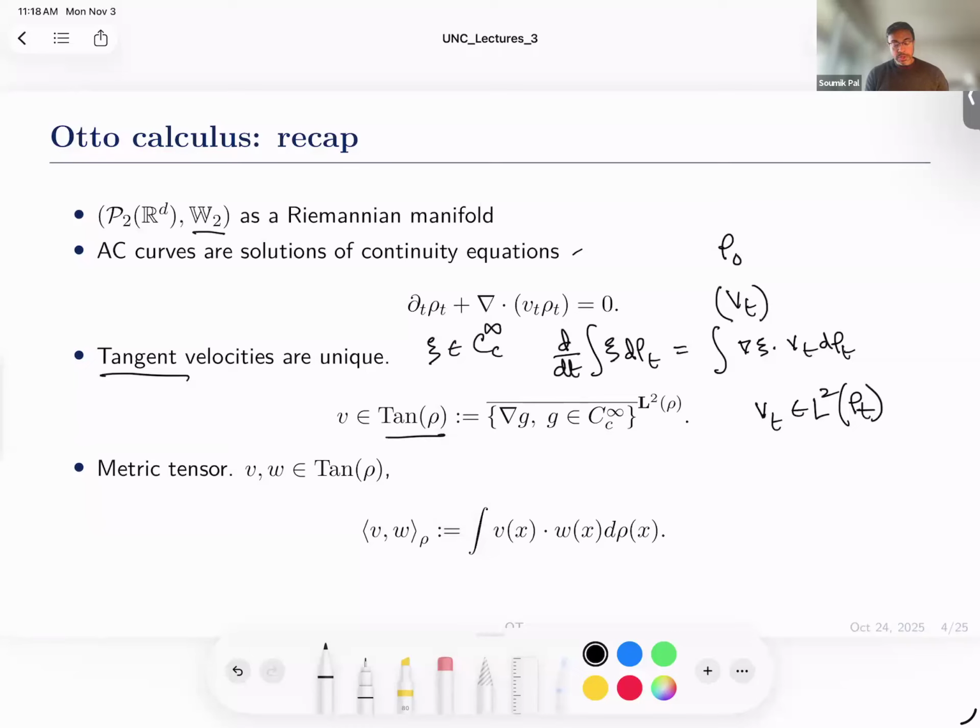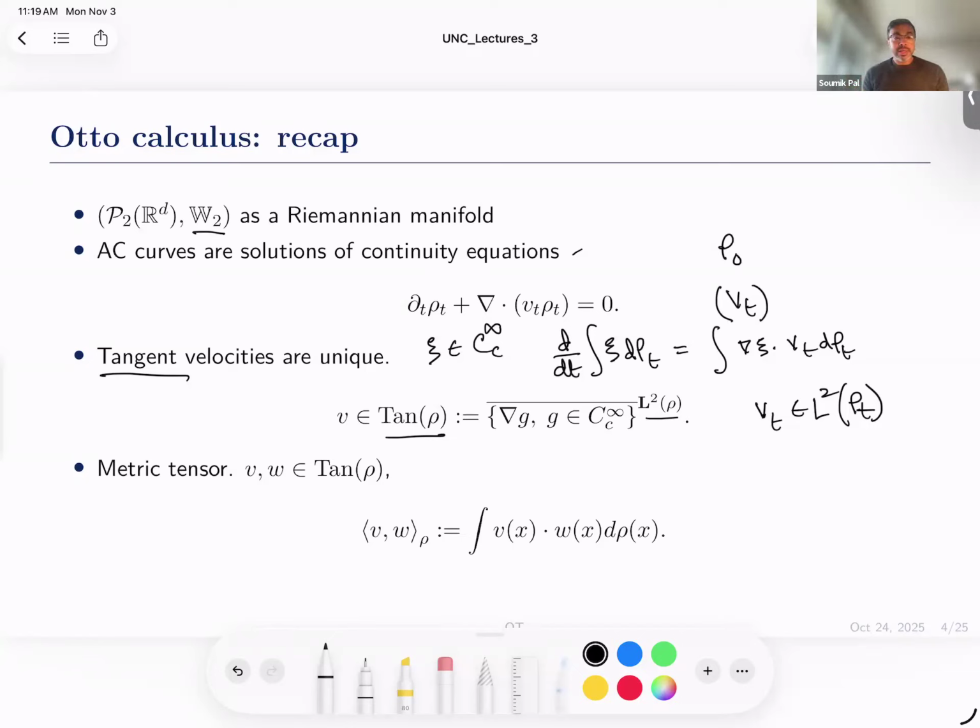So at every probability measure rho, what is the tangent space at rho? You should think of this as essentially the subspace of L2(rho) generated by gradients. It is the closure in L2(rho) of the gradients of G, where G is a smooth, compactly supported function. You look at all the smooth compactly supported functions, which are of course in L2, and take their closure, everything you can obtain by L2 limits of such functions, and that's your tangent space. And so your velocities become unique if they are tangent velocities. Otherwise, there can be many other choices.